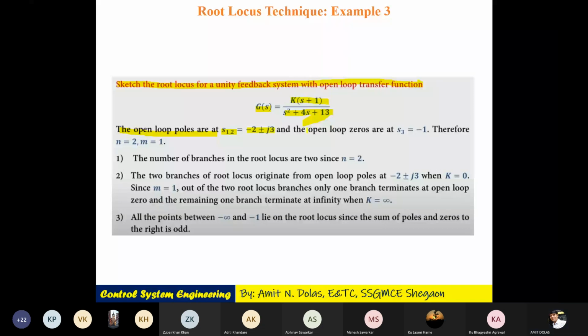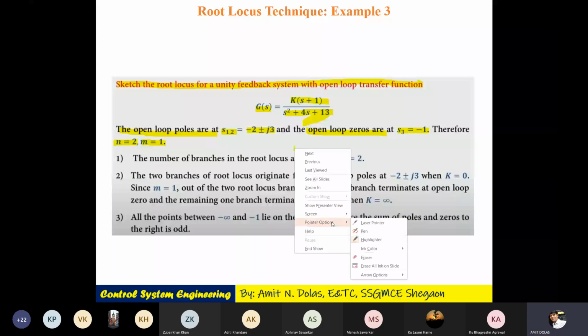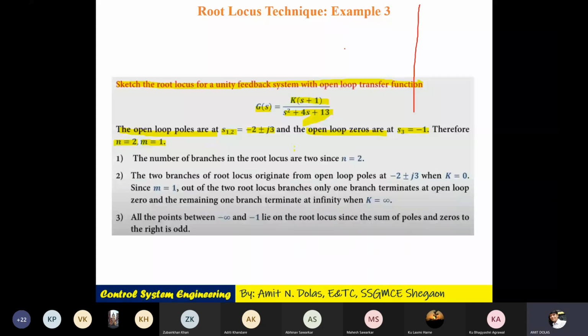Therefore, the total number of poles will be 2, and the total number of zeros will be 1. So here, as we discussed in the earlier lecture, if I plot the root locus for this, I have one zero at minus 1. Then I have a pole at minus 2 plus j3 and another at minus 2 minus j3.